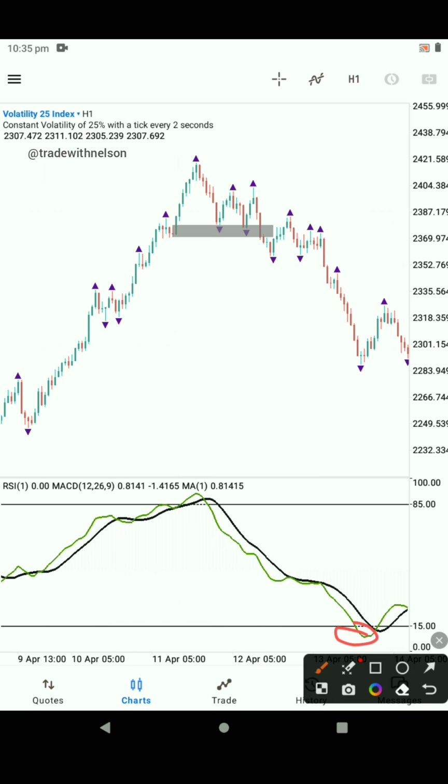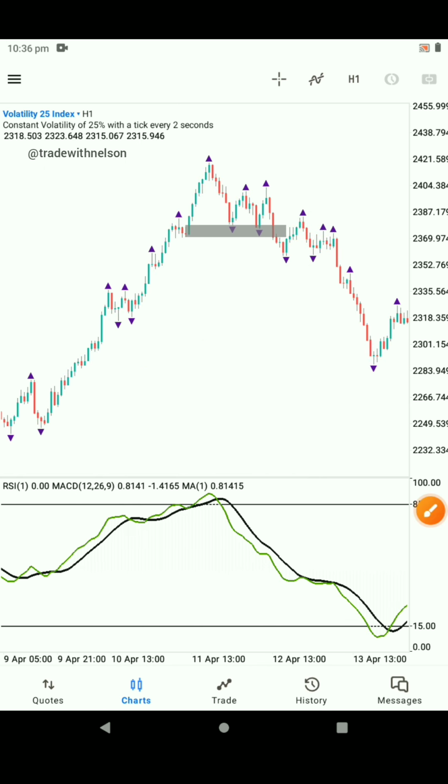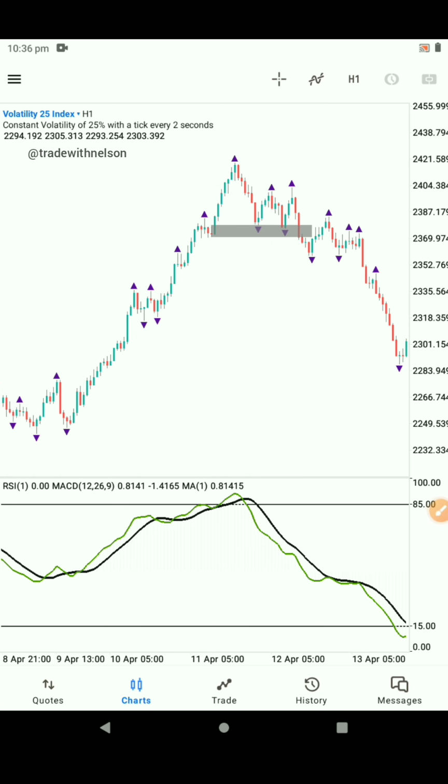If you follow this green line that you see over here, it enters into the 15 level, which is a hidden support level at this point. So you close your trade at this point. Let me show you more examples so that you can understand better.